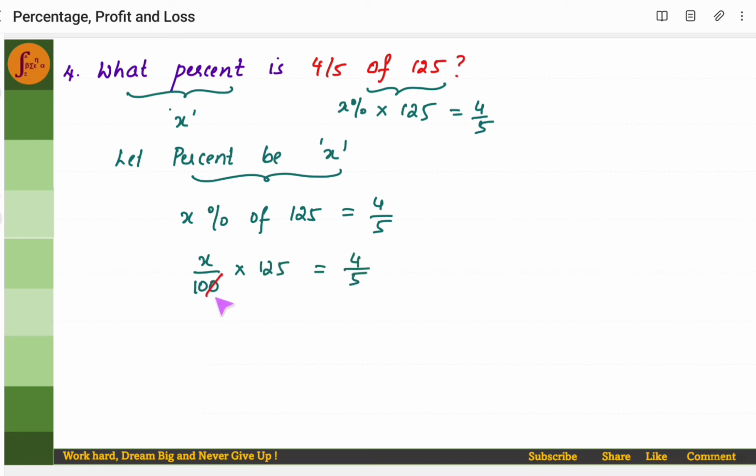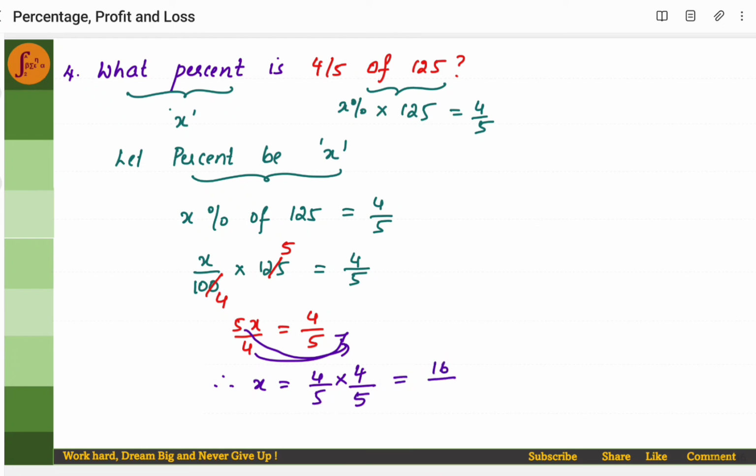So this will be 25 fours are 100, 25 fives are 125, so it will be 5x by 4 is equal to 4 by 5. Therefore x is equal to 4 by 5, and I'll shift this here. The 4, which is in division, will become multiplication. I'll shift 5 also here. It is in multiplication, so it will become division. Basically, 5 by 4 when shifted to the other side will become into 4 by 5. So this is nothing but 16 by 25, which is 0.64%. So x is equal to 0.64%.